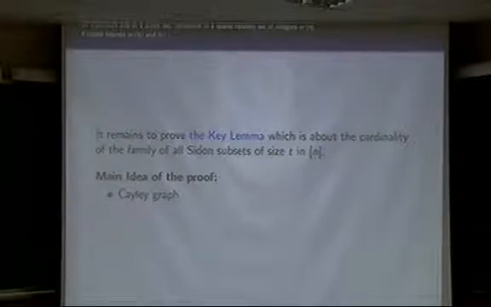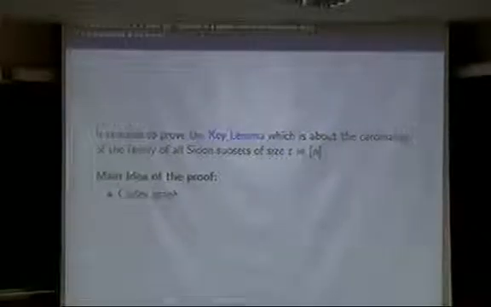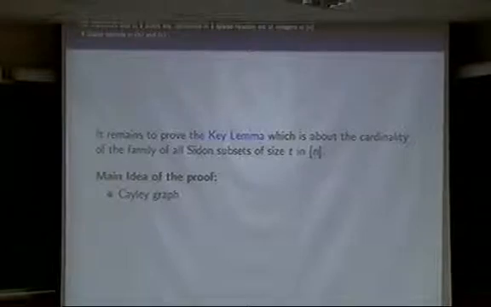So it remains to prove the key lemma to show the upper bounds B and C, which is about the cardinality of the family of all Sidon sets of size t in the set [n]. The main idea of the proof is a Cayley graph.